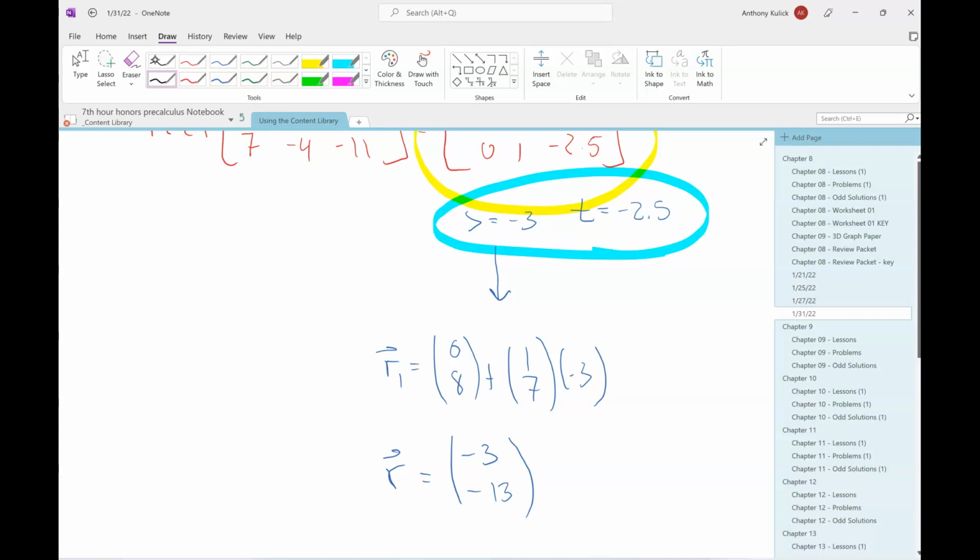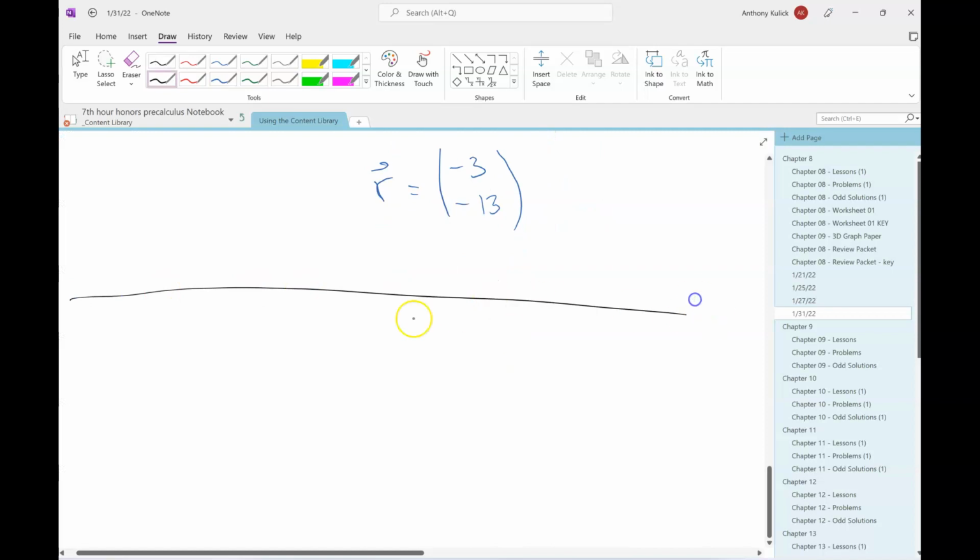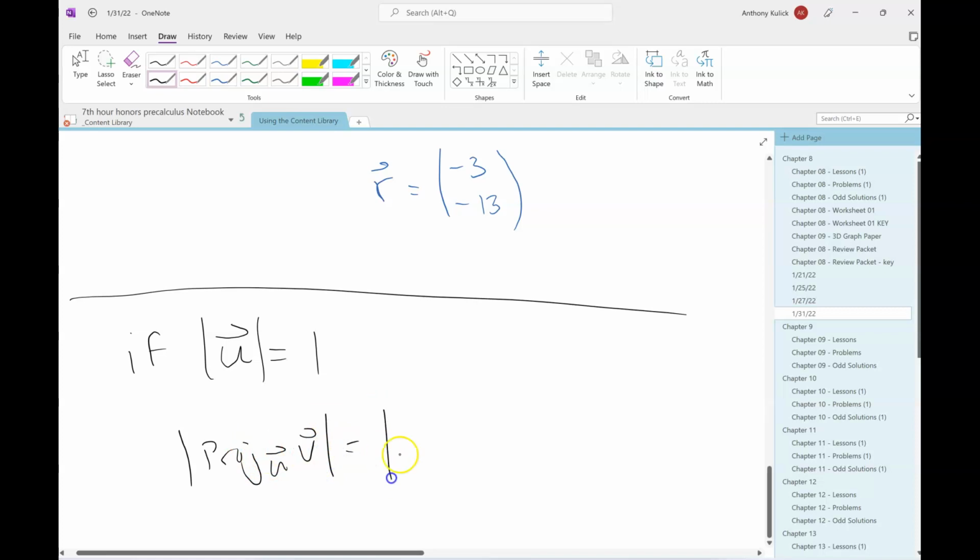Jake? I suppose with the question you have, when one of the vectors is a unit vector, that's when you don't have to divide it. So in general, if the magnitude of u is 1, then the magnitude of the projection of v onto u is just the absolute value of the dot product of v and u.